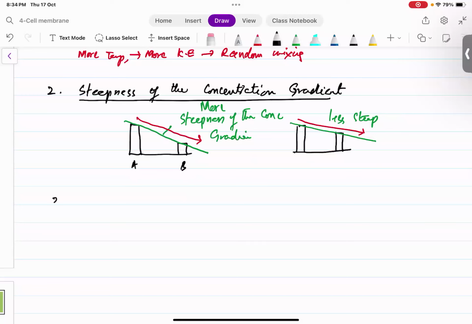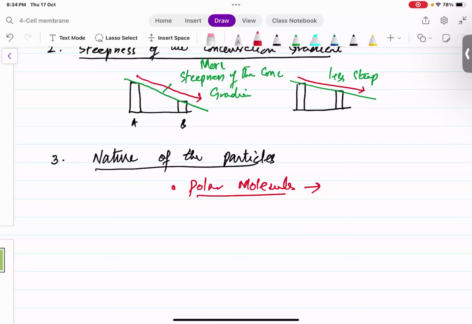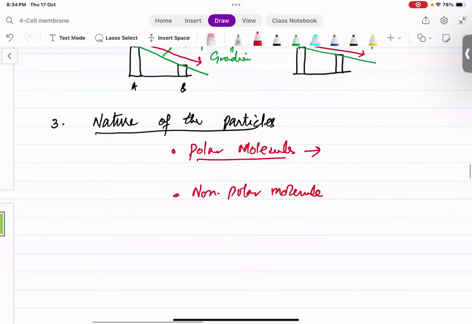Number three is the nature of the molecules or particles. Polar molecules or polar substances have slow movement through the phospholipid bilayer, whereas non-polar molecules have a faster movement through the phospholipid bilayer.